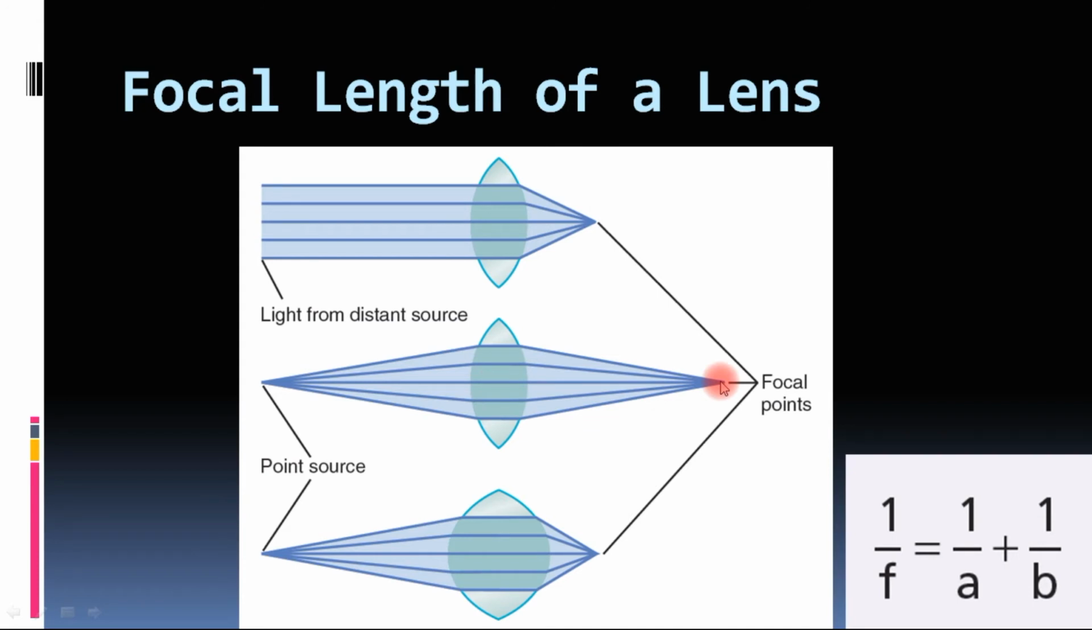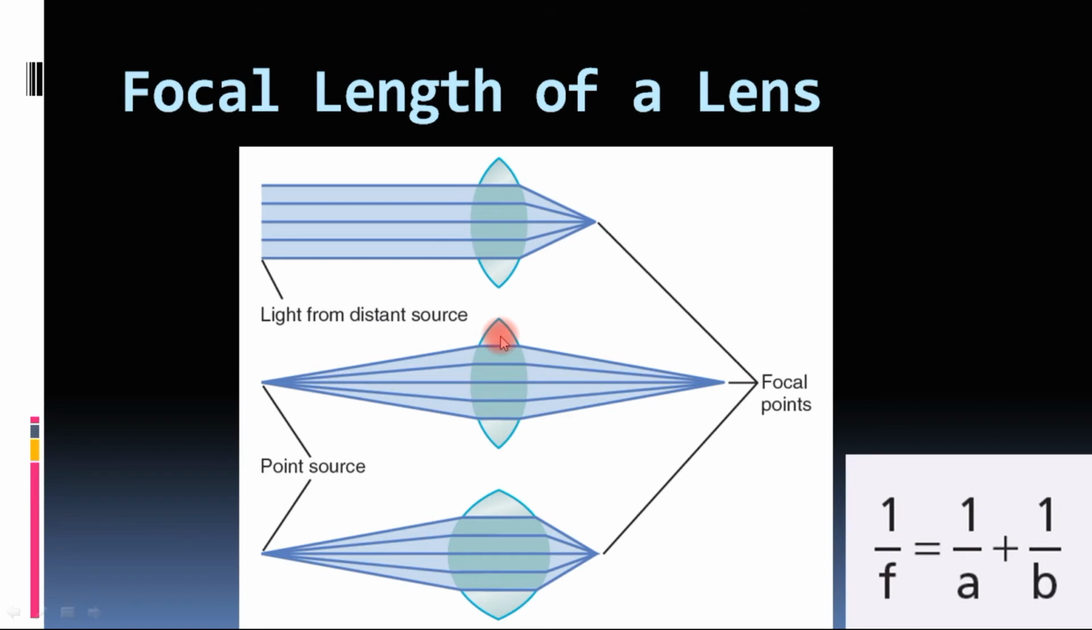So this will give the focal length of the lens, and the focal length for these two lenses, the same lenses, will be the same even though the point source is nearer and the focal point is farther as compared to the different light source. The focal length will be constant for these two lenses because the curvature of the lens is the same.